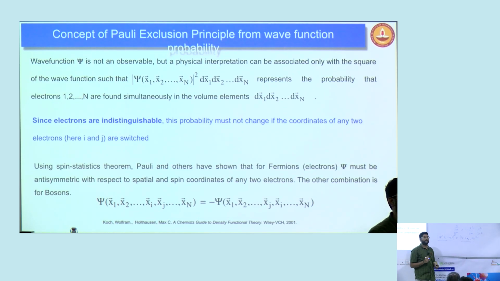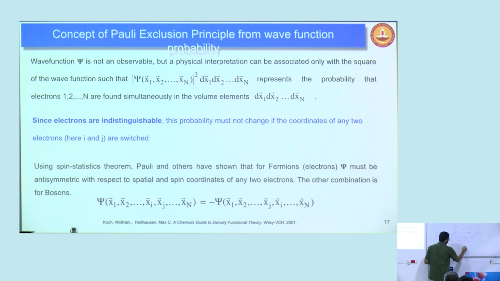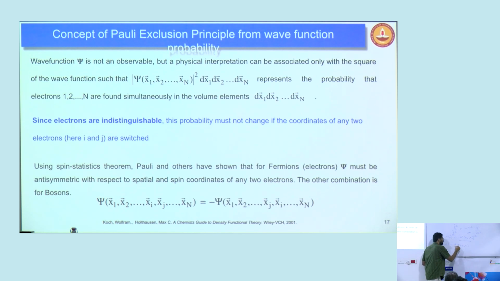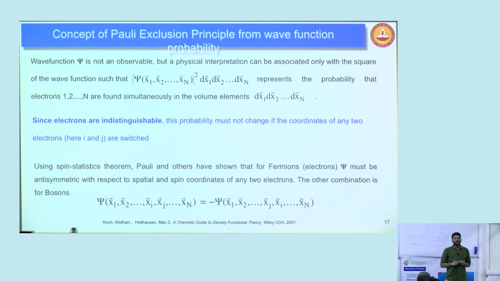So what are the possibilities? What is the way you can equate both of them? Here, what are the two possibilities for you? Plus and minus, okay? The plus case is what is true for bosons. The minus case is what is true for fermions.